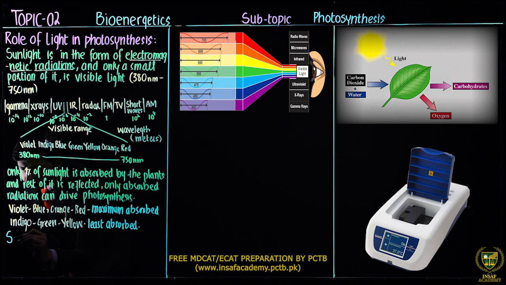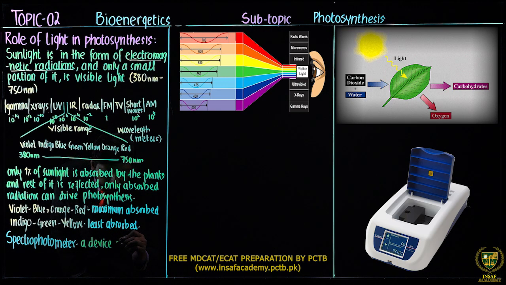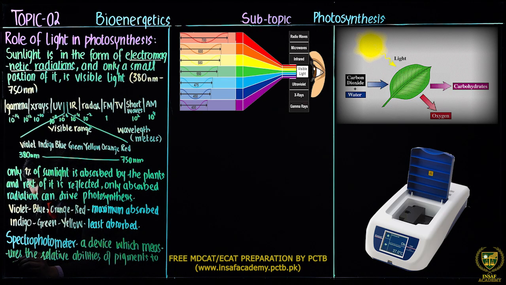That is known as spectrophotometer. Spectrophotometer. So it's a device or instrument which measures the relative abilities of the photosynthetic pigments to absorb different wavelengths.